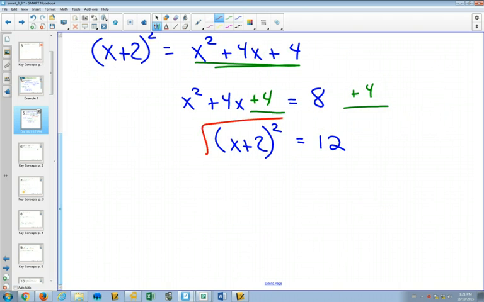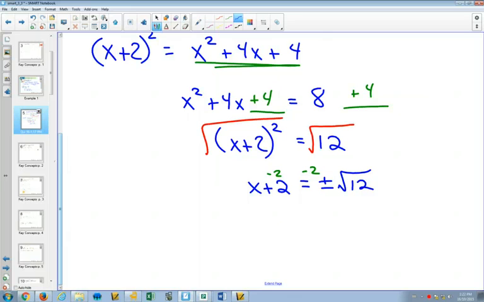When you square root both sides, what do you have to remember? Plus or minus. When you square root both sides, you have to remember plus or minus. Then to solve for x, subtract 2 on both sides. And you get x is equal to negative 2 plus or minus the square root of 12. This is almost full marks. The only thing we have to remember here, we have to ask ourselves, can I simplify the square root of 12? Yes, because it's 4 times 3. So that's 2 root 3.